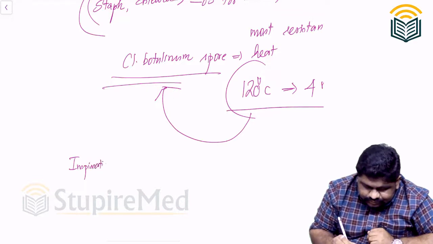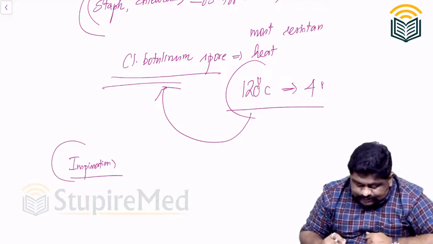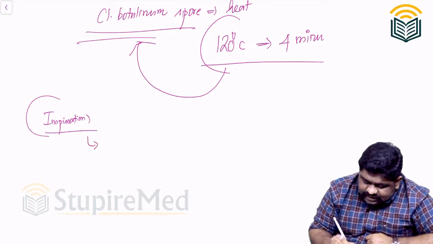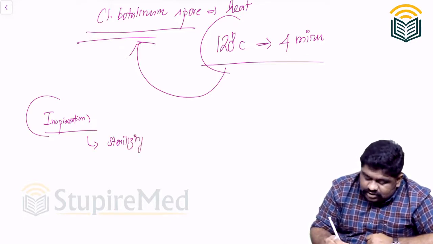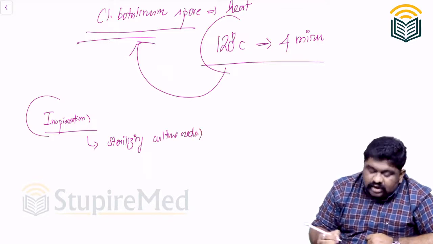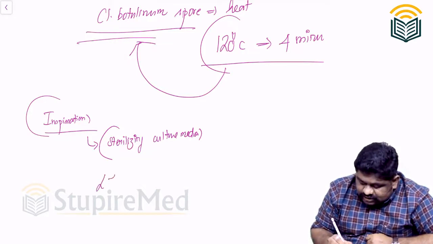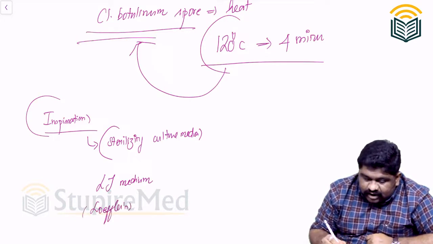Inspissation. And the instrument I use will be called an inspissator. This inspissator can be helpful for sterilizing media, sterilizing culture media. What are the most common culture media that we sterilize with inspissation? LJ medium for MTB, Loeffler's medium for Corynebacterium diphtheriae.